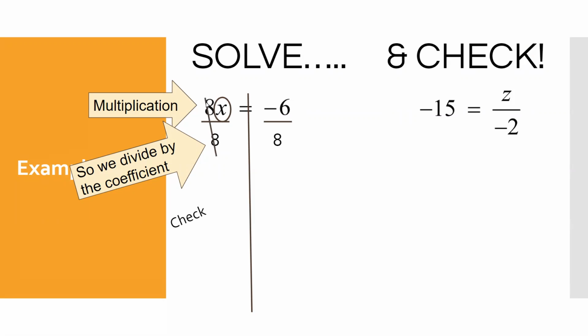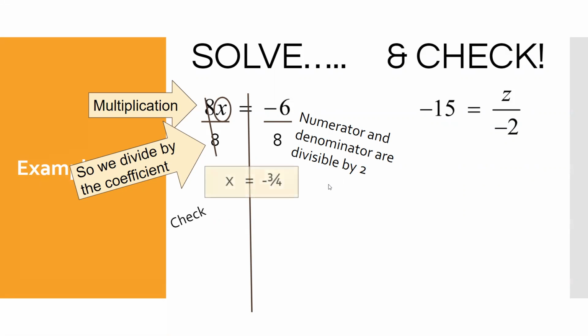And then that crosses out because 8 divided by 8 equals 1. And what's 1 times x? It's just x. On this right side, the numerator and the denominator are both divisible by 2. I can't simplify it fully to get a whole number, but I can simplify that fraction. So when I take 6 divided by 2, I get 3, and when I take 8 divided by 2, I get 4. And so my final answer is x equals negative 3/4.